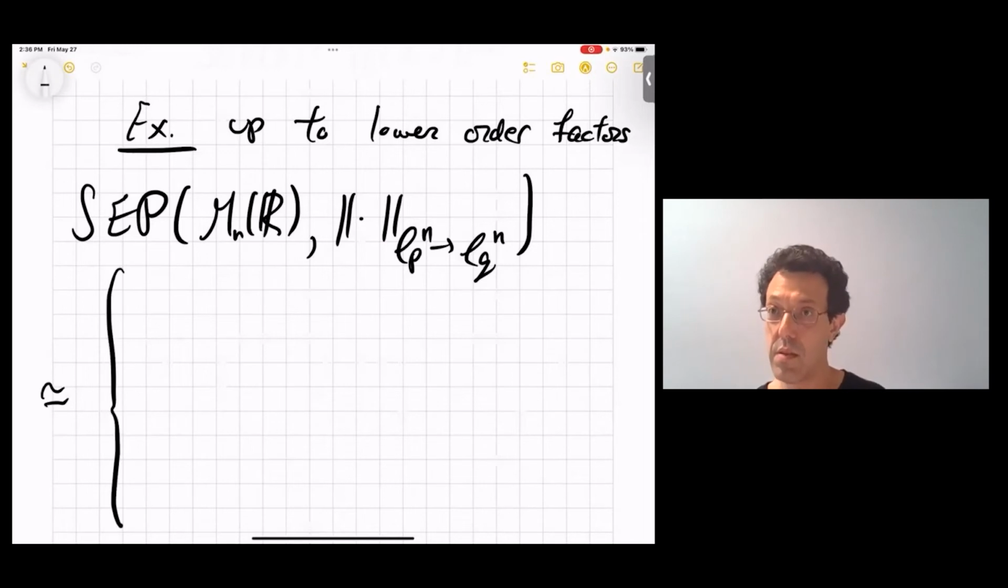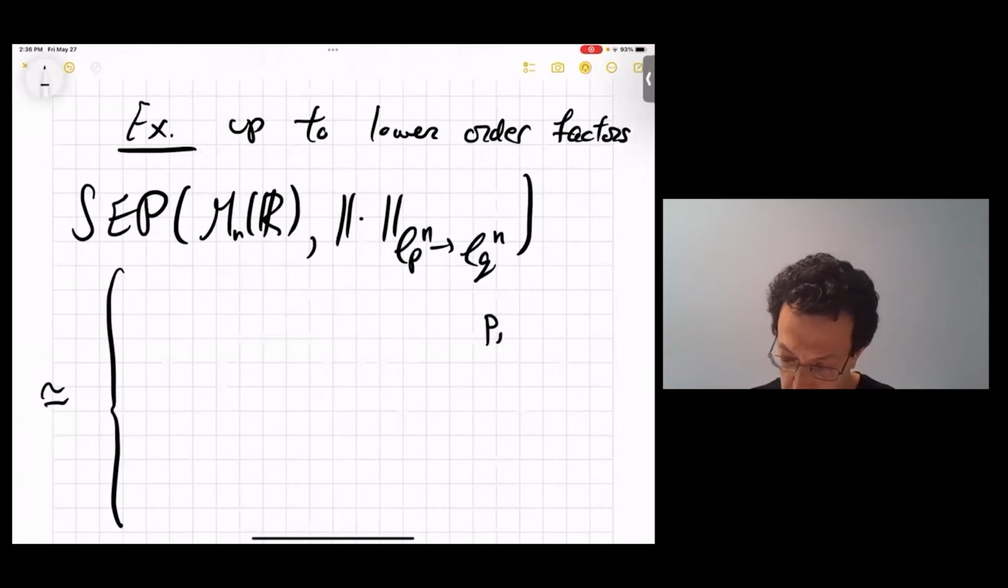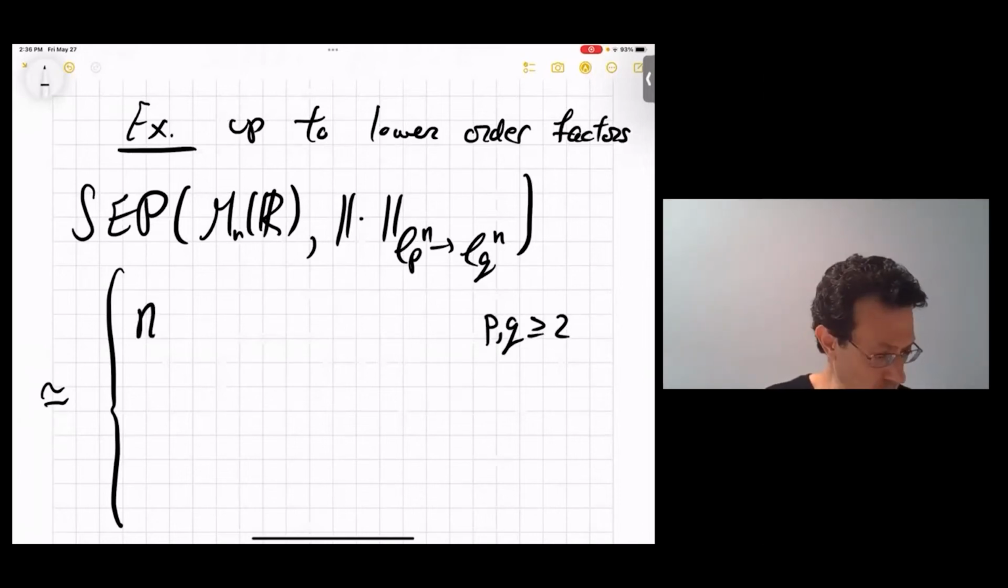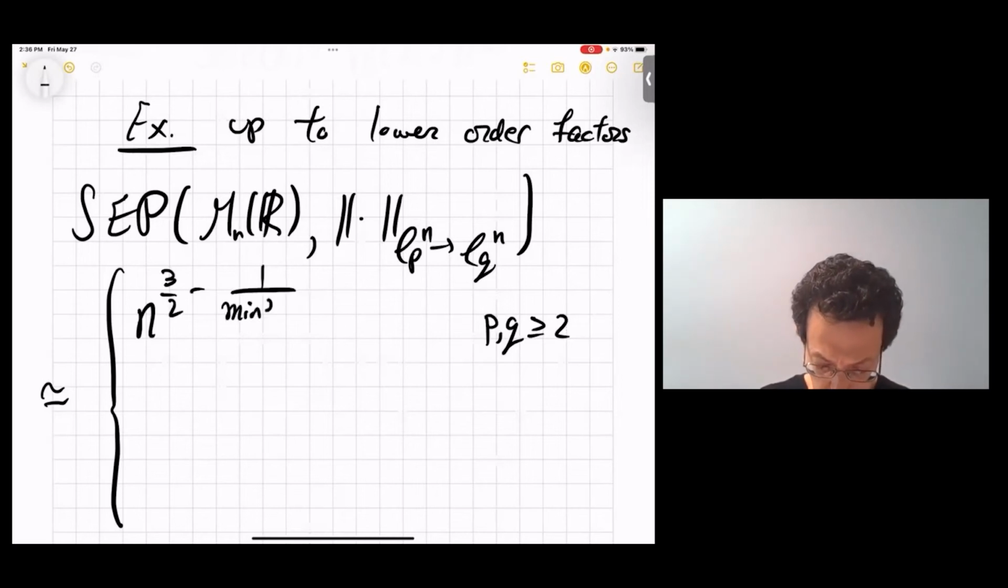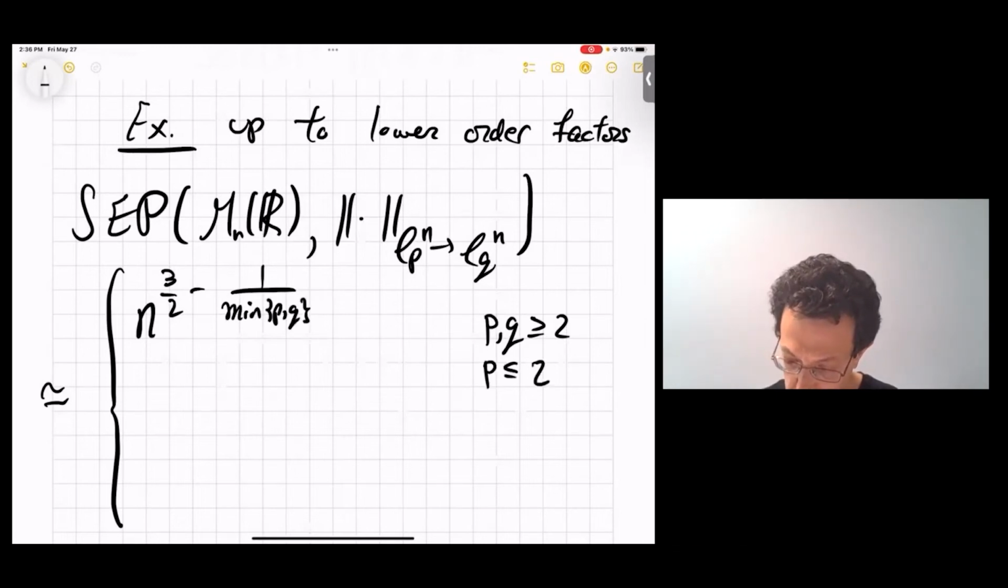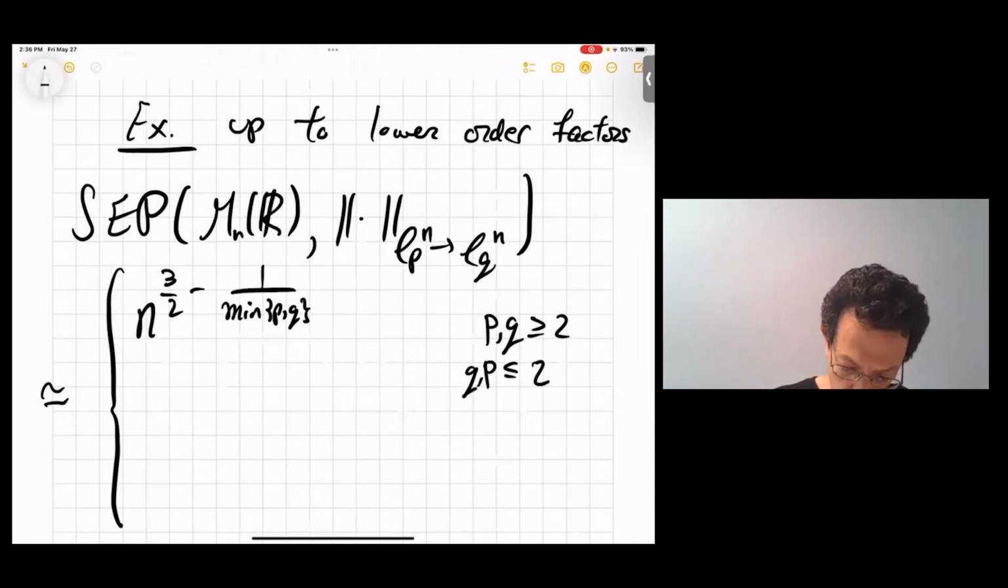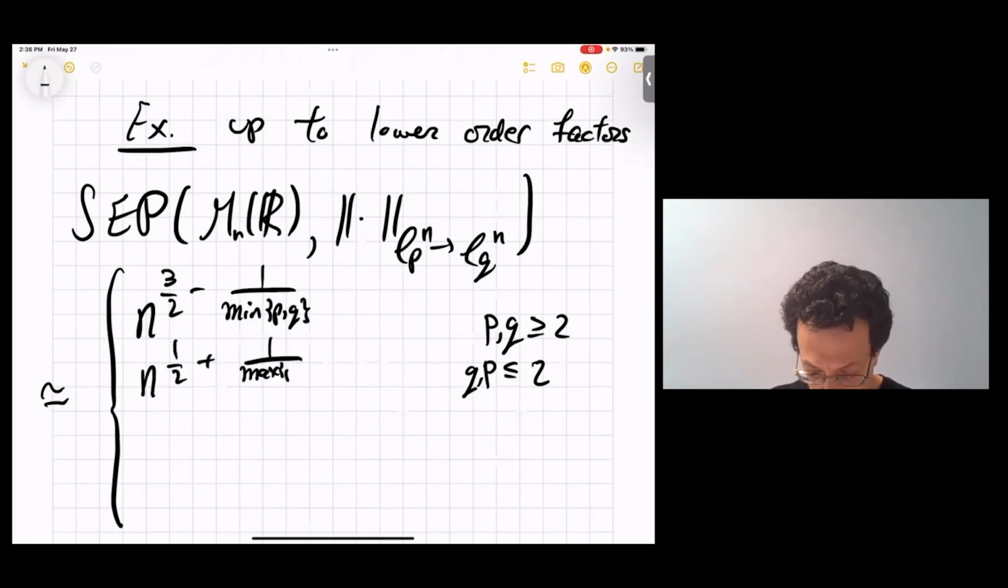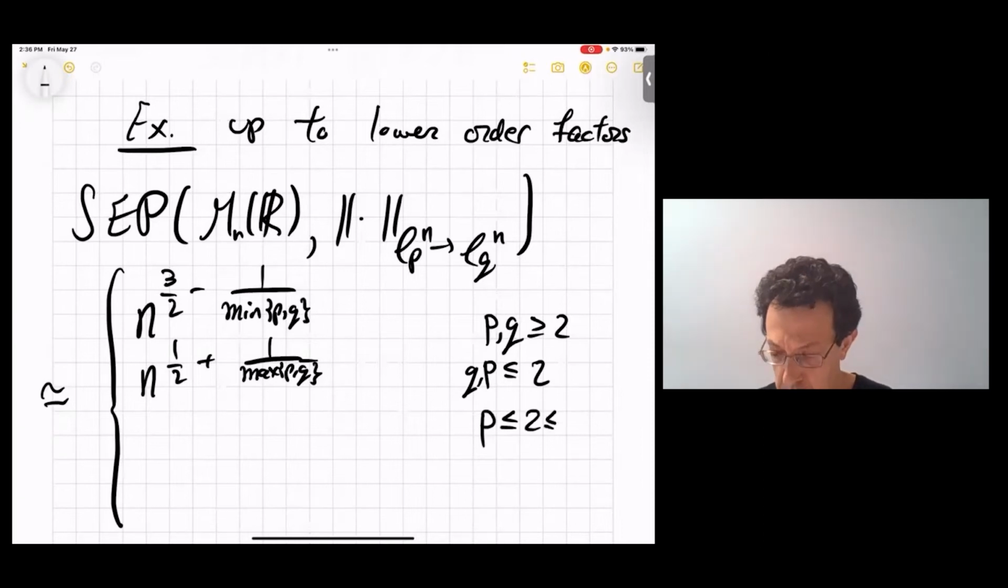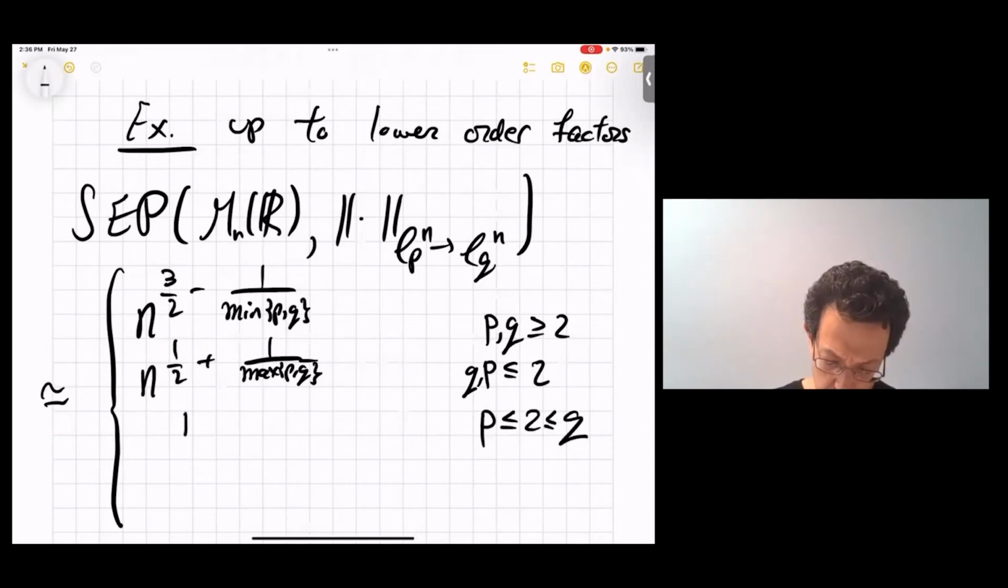If P and Q are both at least 2, then the answer is n to the 3/2 minus 1 over the minimum of P and Q. If P and Q are both less than 2, then you get n to the 1/2 plus 1 over their max. If P and Q are on two sides of 2, such that P is less than 2 and Q is bigger than 2, then the answer is n.